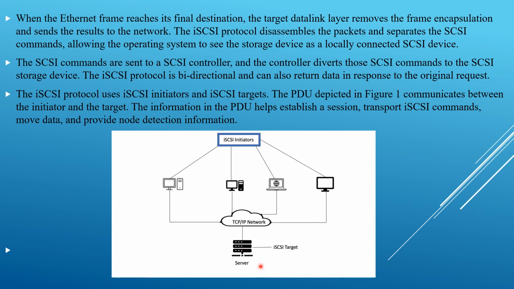This will be the iSCSI target and this the iSCSI initiator. The iSCSI initiator will be connected to the different hosts like systems, and then those hosts will be connected to the network, and then through the network they will be connected to the server, where the server will be the iSCSI target. This will be the diagram for this explanation.